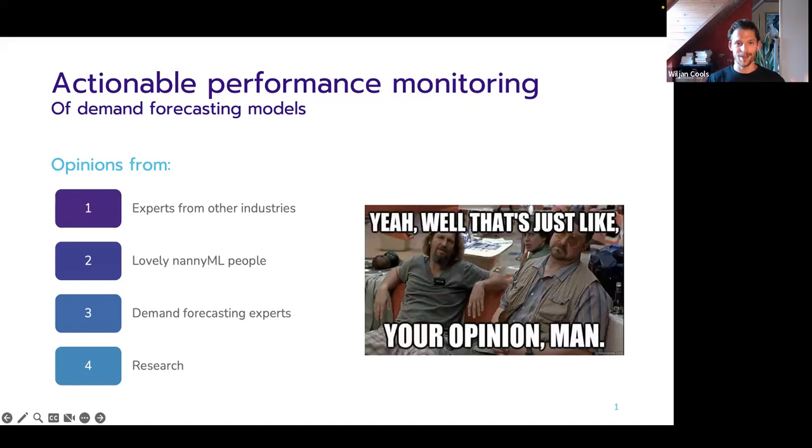A quick overview of what we're going to discuss today. This webinar is organized by opinions from different people. And these are all very strong opinions, but weakly held. So if you have seen something else, or if you've experienced something else in practice or with your specific use case, be sure to share first of all. And then, of course, it doesn't apply to everything. So that's why they're weakly held, but strongly communicated. And we're going to look at a few opinions from experts from other industries, also what the lovely NannyML people think about actionable performance monitoring, and what demand forecasting experts using our open source library have told us. And then I'm also going to share a little bit of research with regards to demand forecasting models and specifically how to monitor them in production.